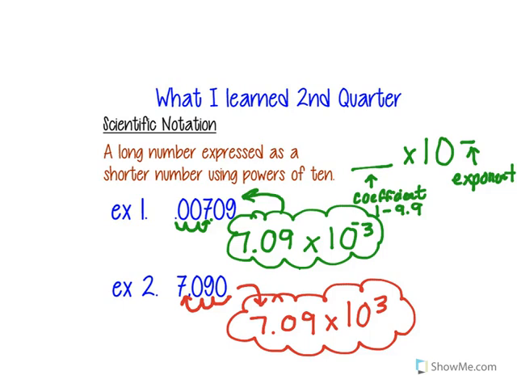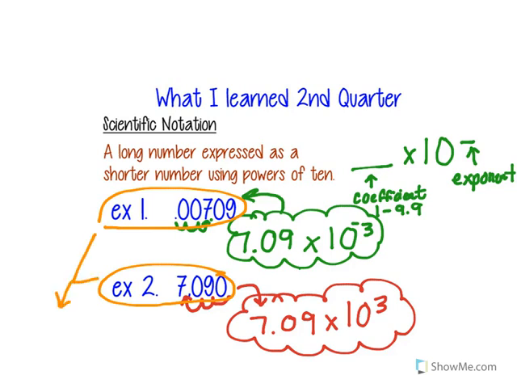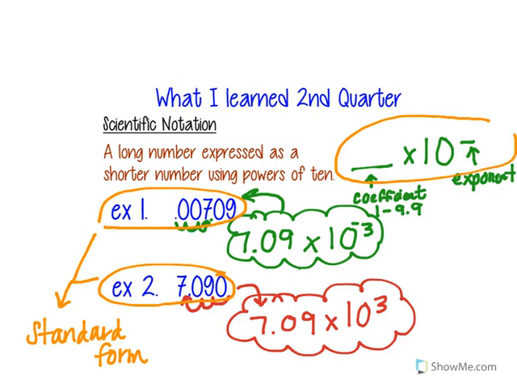Okay, the number written in the longer form in each of these examples is called standard form. So these two are written in standard form, meaning they're written long ways. And when they're written with a coefficient times a power of 10, they're written in scientific notation form.